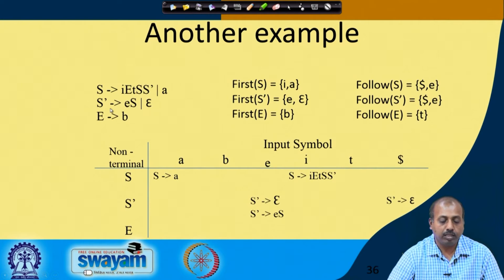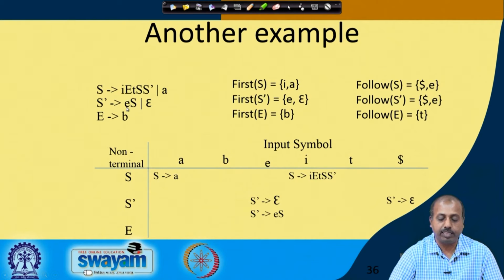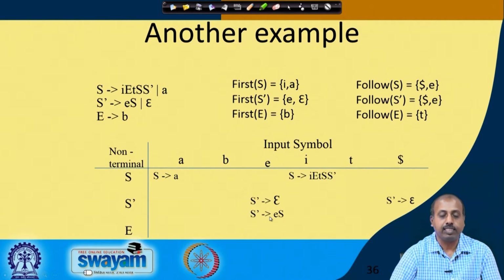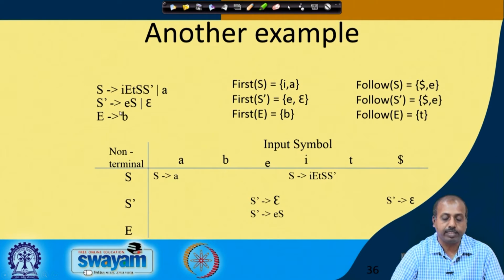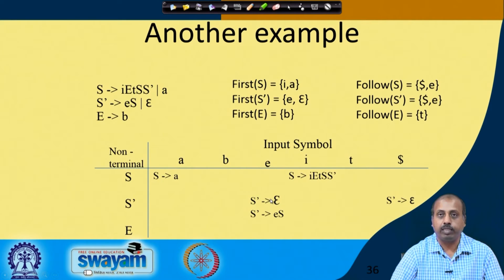Now, the second rule says S dash producing ES. It says that whatever is in first of ES, there I have to add this rule. The first of ES is E, so S dash producing ES is added here. Now, S dash producing epsilon is there. That says that whatever is in follow of S dash, there I should put this rule S dash producing epsilon. Follow of S dash has got dollar and E. So, in dollar I put S dash producing epsilon, and in E also I put S dash producing epsilon.